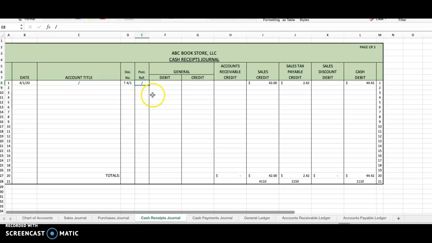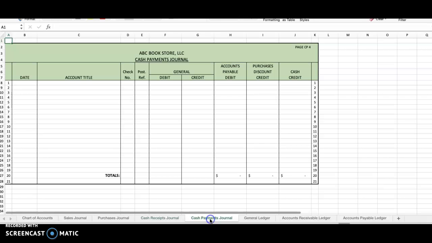And because there's no individual posting, a slash here in posting reference. If this is the only sale of the day, then we post to not only, actually we post to 3 accounts. The sales account would be credited by 42, sales tax payable would be posted, and the cash would be posted. And you'll see the numbers below indicating that the posting has been done. Cash payments we're not using quite yet.